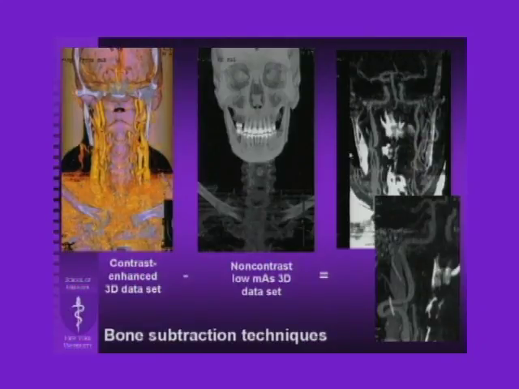One way to do that is with sort of a subtraction technique using this non-contrast, low MAS data set just to give you the bone and then subtract the two images out.